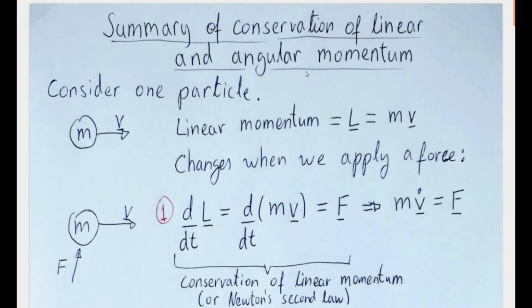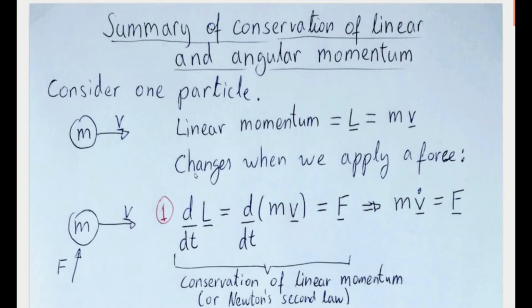So let's start simple. Let's consider one particle. So a case that you know, but remember this is a vector version. So we've got one particle with mass m, that's heading in a velocity v. Its total linear momentum, which sometimes is shown as L, is its mass times its velocity vector. Now this only changes if we apply a force to the mass.